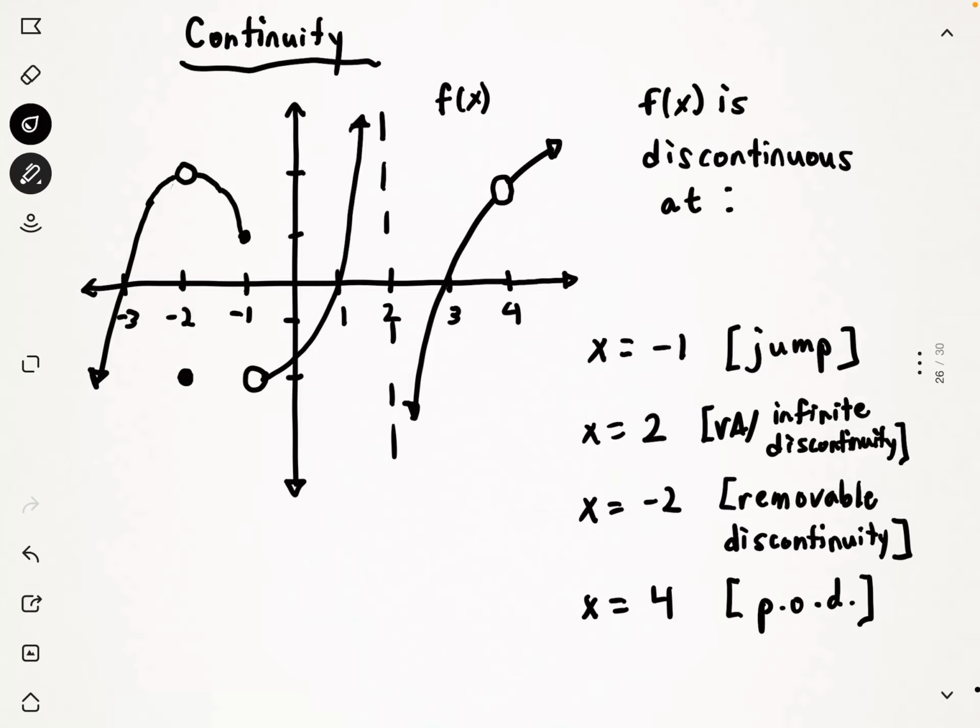And then the same thing at x equals 4. There's also a discontinuity there. That is a POD, and I didn't call it a removable discontinuity because you do not see that missing point elsewhere on the graph. Really, what you want to get from this is that you can see visually where a graph can be discontinuous.